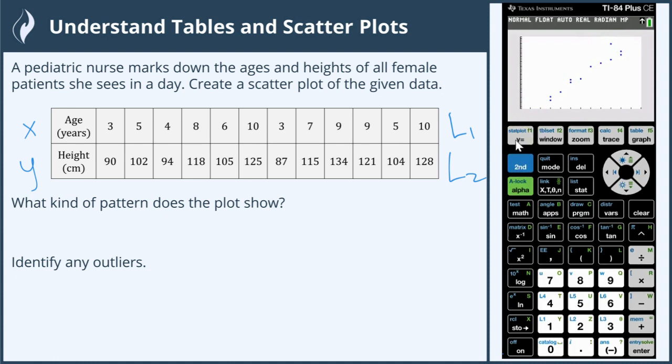For me, it looks like it's linear, right? It's a linear pattern. And I would say that it's strong because I can determine the strength based on how close together the values are. Let me erase this. So let me erase this real quick.